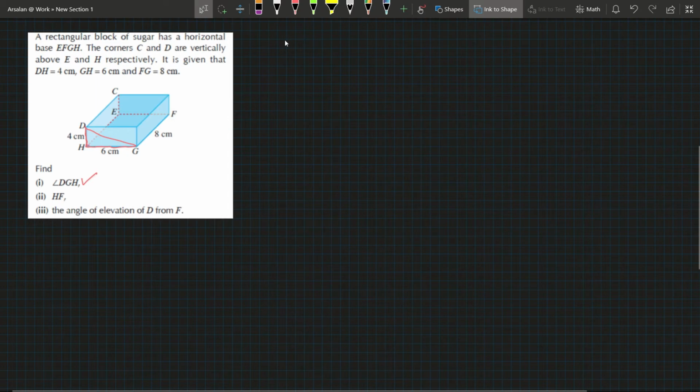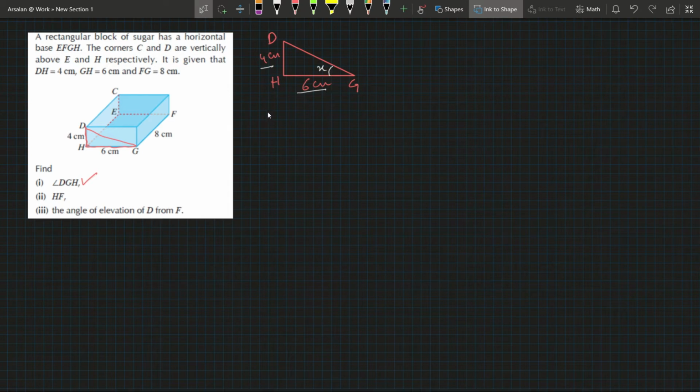So let's draw this triangle separately on our page to have perfect calculations. It is D, which is vertically above H. It was given, right? And this is G. We have the length 6 cm as HG, and DH is 4 cm, right? So the diagram is all there. Now we have to find angle DGH, which is here. I need to find this angle, so you can easily understand. Again I'm telling you it's tangent, right? I told you that we are mostly using the trigonometric ratios or the Pythagoras theorem. So part 1 is very simple to solve.